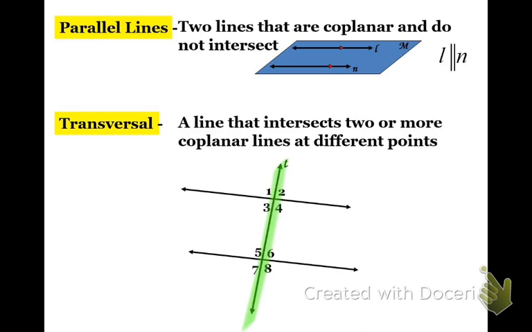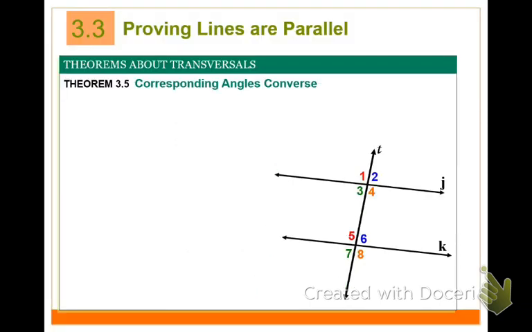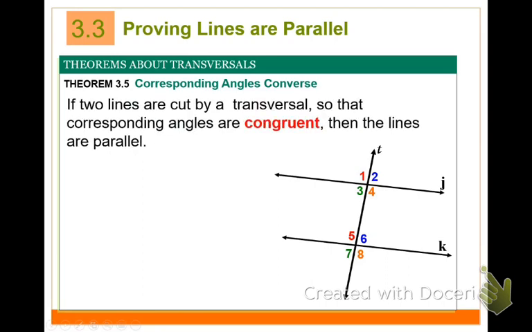Here we're going to learn the opposite. Instead of being told you have two parallel lines, so these are congruent or supplementary, you're going to be told you have corresponding angles. Don't write anything down yet. If you have two lines that are cut by a transversal, so that the corresponding angles are congruent, that is enough to prove the lines are parallel.